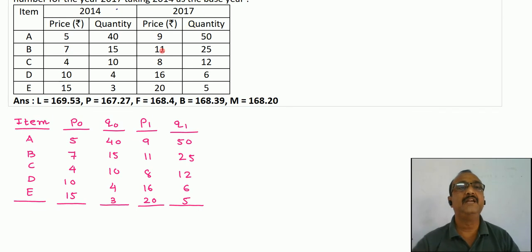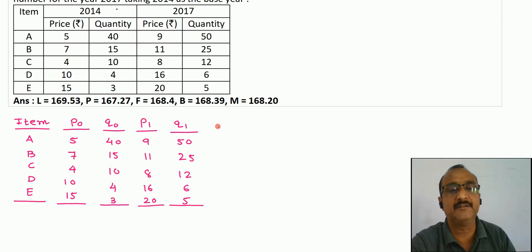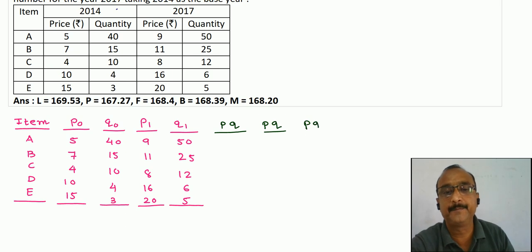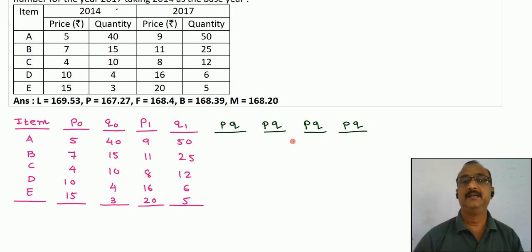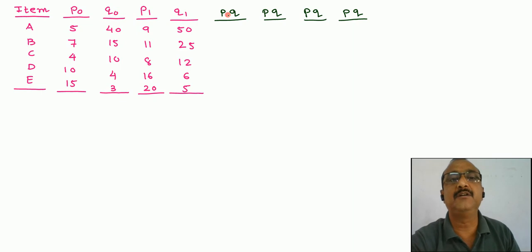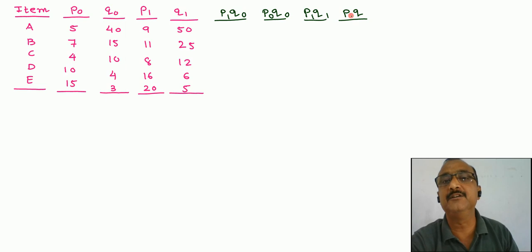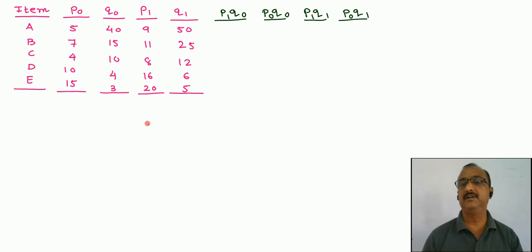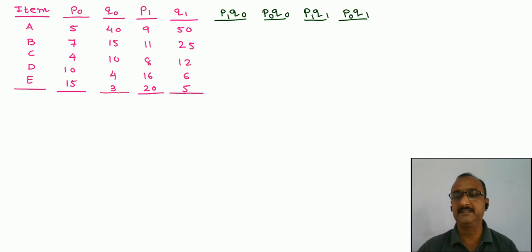Now we have to prepare columns for our answer: P0Q0, P0Q1, P1Q0, P1Q1, the four columns respectively. Now, what is our magical number? 1000. First P1Q0. This is P1, this is Q0.